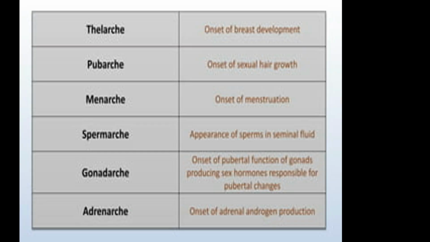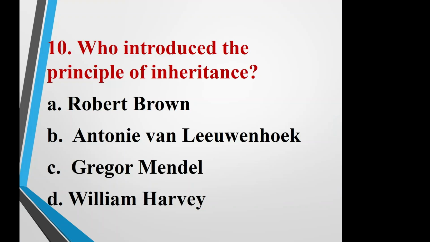Telarche means the onset of breast development. Pubarche means the onset of sexual hair growth. Menarche is the onset of menstruation. Spermarche is the appearance of sperms in seminal fluid. Gonadarche is the onset of the pubertal function of gonads producing sex hormones responsible for pubertal changes. And adrenarche is the onset of adrenal androgen production.